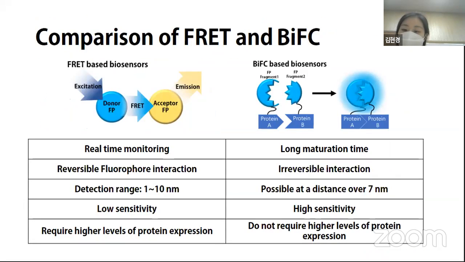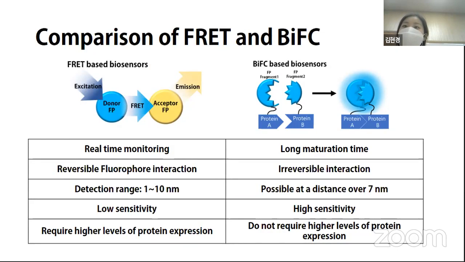In conclusion, fluorescent protein-based biosensors have many advantages, especially for systems which require fast response, high selectivity, and less invasiveness. There are two famous fluorescent protein biosensors based on FRET and BiFC, and both have pros and cons. FRET-based biosensors offer real-time monitoring and reversible fluorophore interactions. However, the maximum detectable distance is 10 nanometers. Also, it is relatively low in sensitivity and requires higher levels of protein expression for energy transfer.